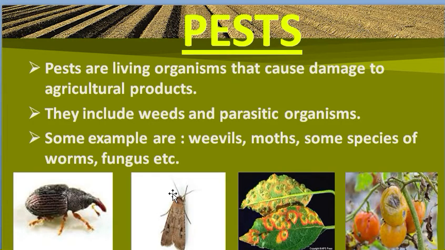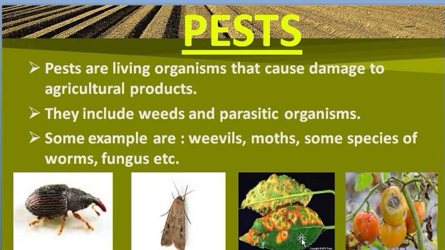Next slide is about pests. Pests are living organisms that cause damage to agricultural products. They include weeds and parasitic organisms. Some examples are weevils, moths, some species of worms, fungus, etc. This is weevils. This is moth.